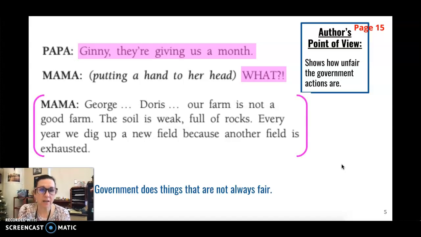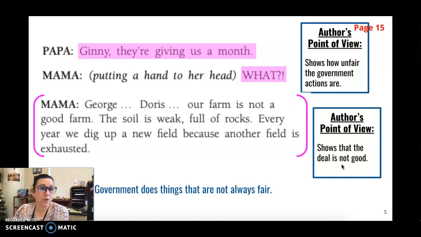And I've also bracketed that Mama's saying, George, Doris, our farm is not a good farm. The soil is weak, full of rocks. Every year we dig up a new field because another field is exhausted. Remember, we use exhausted. It's done. It's completed. There's nothing else to come out of that property. The author's point of view here is just showing that it is not a good deal. They're getting the shaft because they have bad land already, and the new land that they're going to give them is not good either.